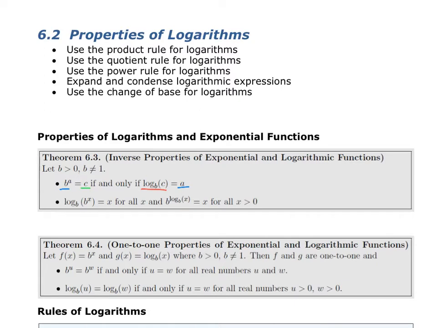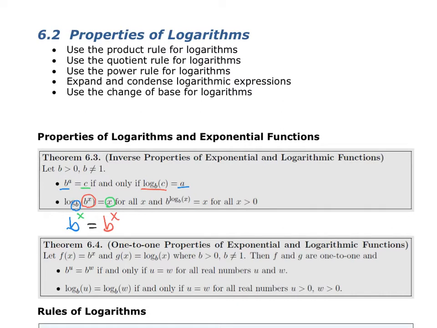Two new ones that we pick up are the log base b of b to the x is equal to x. Now this makes sense because, remember, this is my base, this is my exponent, and this is my answer. So b raised to the x clearly equals b to the x. Let's take a look at our next one.